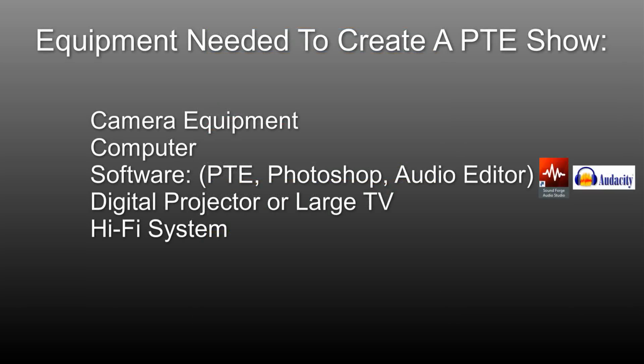To make a Pictures to Exe show, you need camera equipment to take the pictures in the first place. You need a computer. You need the specialist software, so we've got PTE, Pictures to Exe. We need to be able to edit our photos, our still photographs, and even videos if you're going to incorporate video, so you might need some video editing software as well. And an audio editor. You can record voices and things within Pictures to Exe itself, but generally you may need an audio editing program to both capture audio and edit it before bringing it into Pictures to Exe.